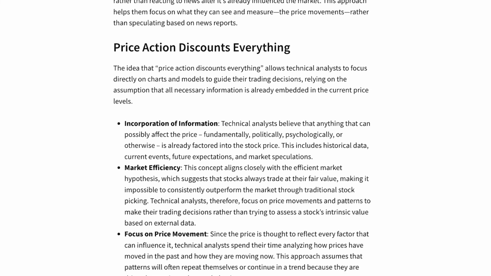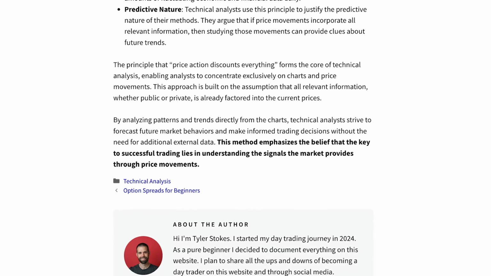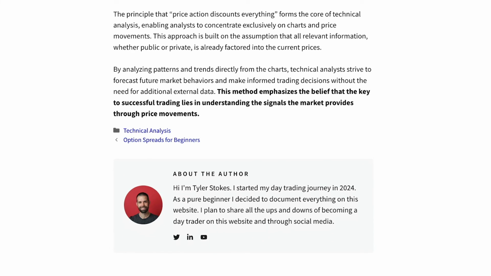So again, just to wrap up, the principle that price action discounts everything forms the core of technical analysis, enabling analysts, and us beginners who are just learning, to concentrate exclusively on charts and price movements. That is something important to understand. This approach is built on the assumption that all relevant information, whether public or private, is already factored into current prices. I've repeated myself quite a bit here, but I think this summary is really important to understand, and it was important for me to get a grasp on as well.